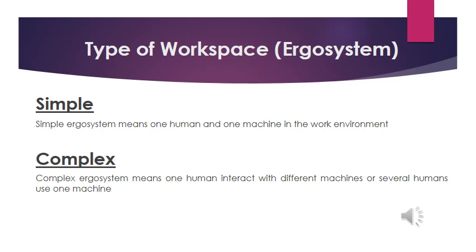There are two types of workspace, which in this lecture we call ergo system. One is simple ergo system. Two is complex ergo system. Simple ergo system means one human and one machine in the work environment. Meanwhile, complex ergo system means one human interacts with different machines or several humans are used in one system.